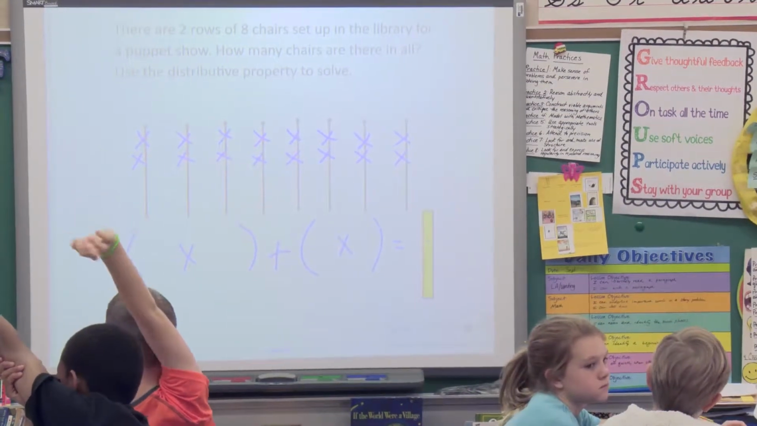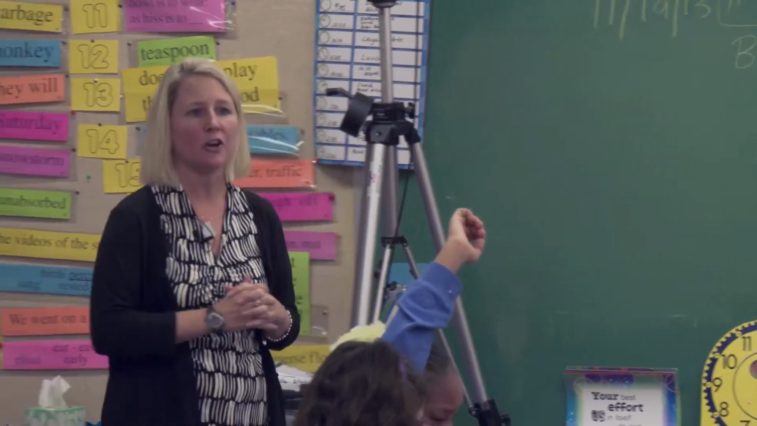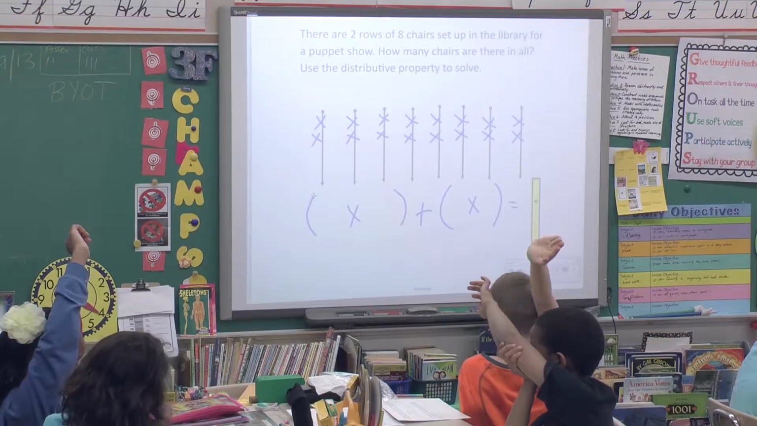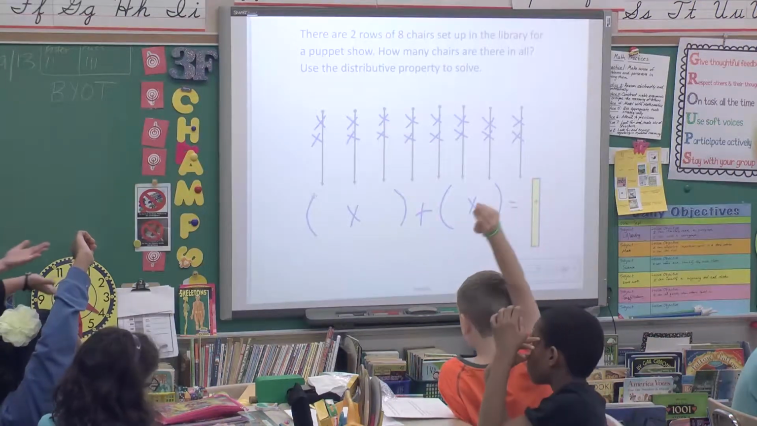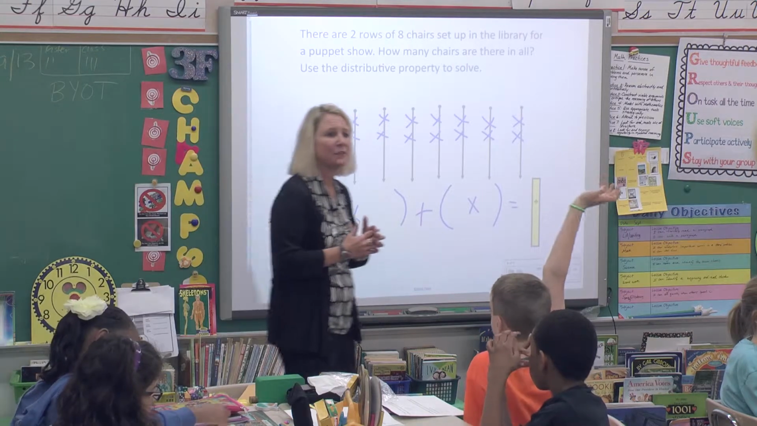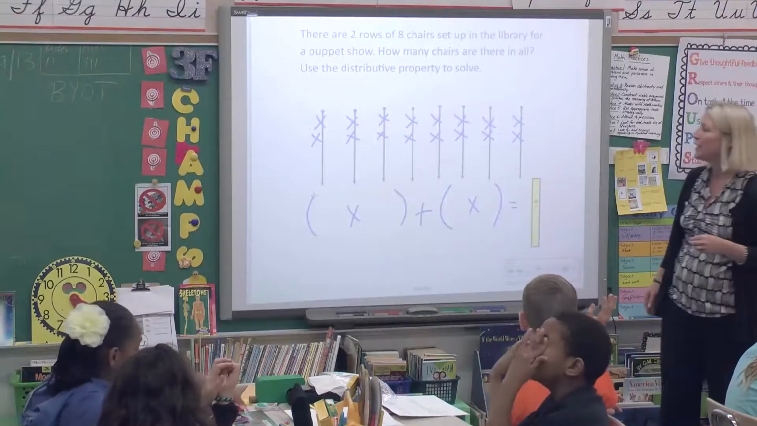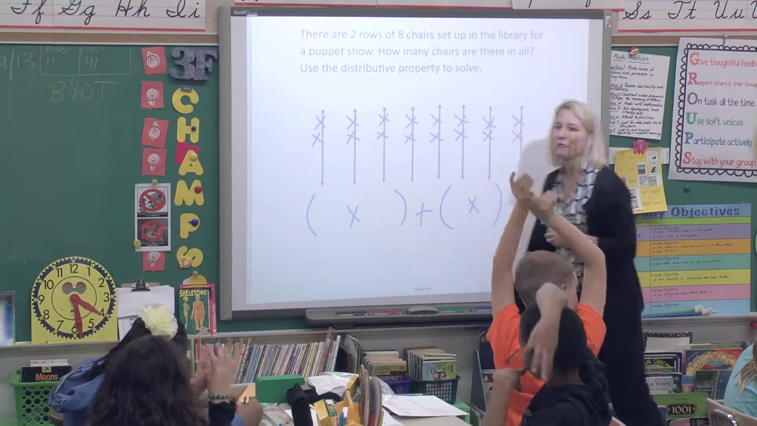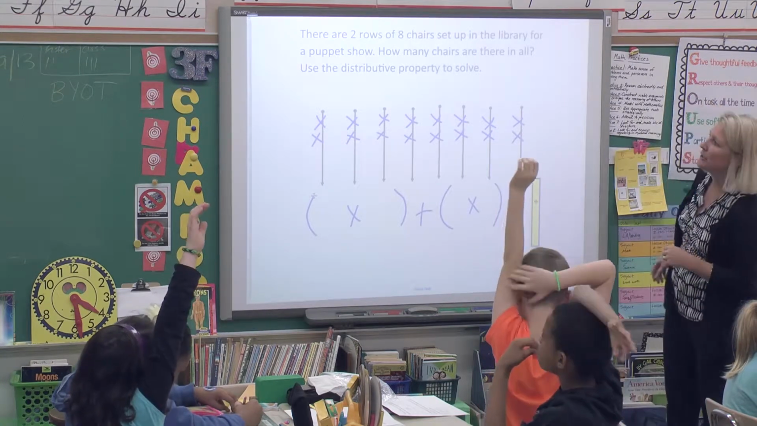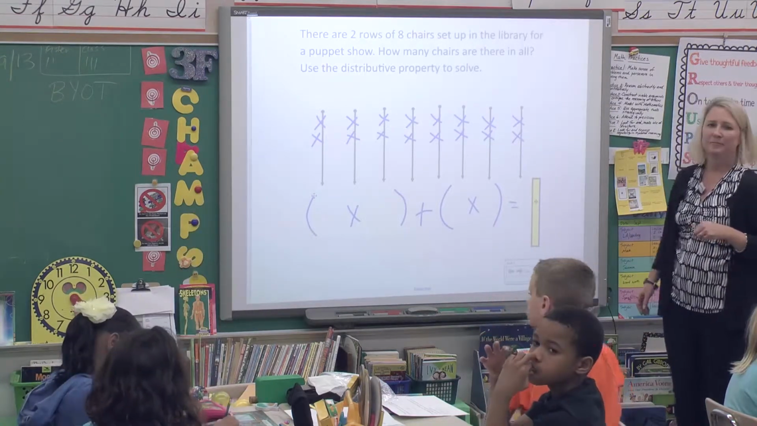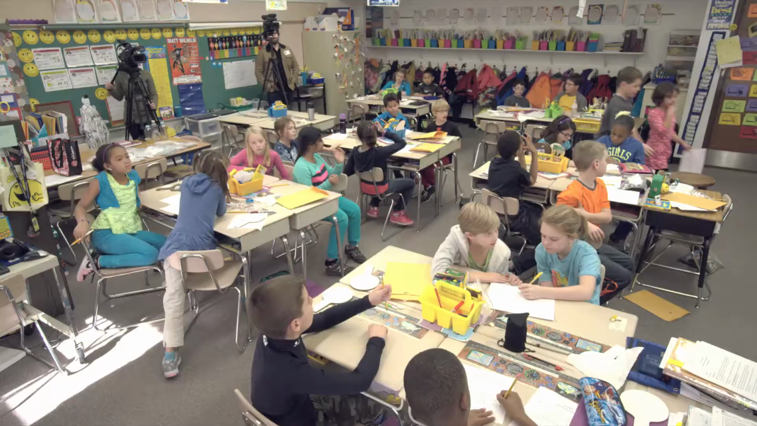and we have 2 rows of 8 chairs set up in the library for a puppet show. How many chairs are there in all? And it says use the distributive property. So I know you could have just multiplied it, but the thing that Mrs. Pfister wants to see is, can you use the distributive property? So who can come up here, divide it where their group did, and put down what their answer was? So Lexi and Nick, you guys want to come up together? Sure. And hopefully we'll get 3 groups up here.